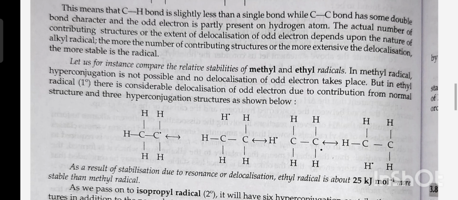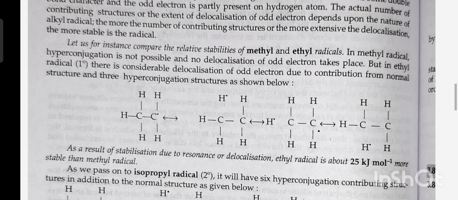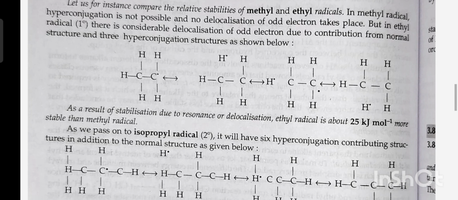Let us compare the relative stability of methyl and ethyl radicals. In methyl radical, hyperconjugation is not possible and no delocalization of the odd electron takes place. But in ethyl radical, primary, there is a considerable delocalization of the odd electron due to contribution from the normal structure and three hyperconjugation structures as below. As a result, stabilization due to resonance or delocalization of the electron in the ethyl radical is about 225 kJ per mole more than the methyl radical.